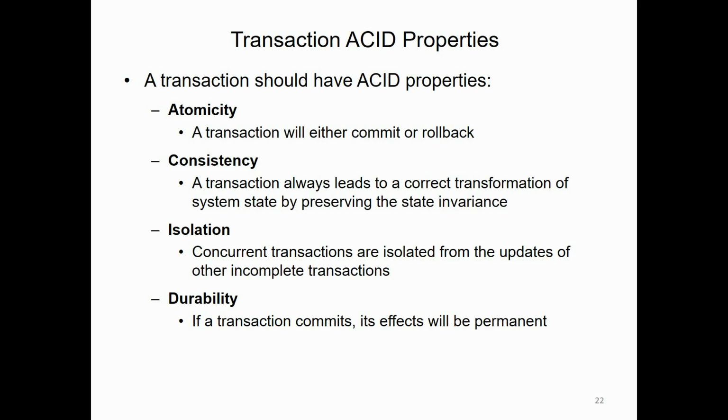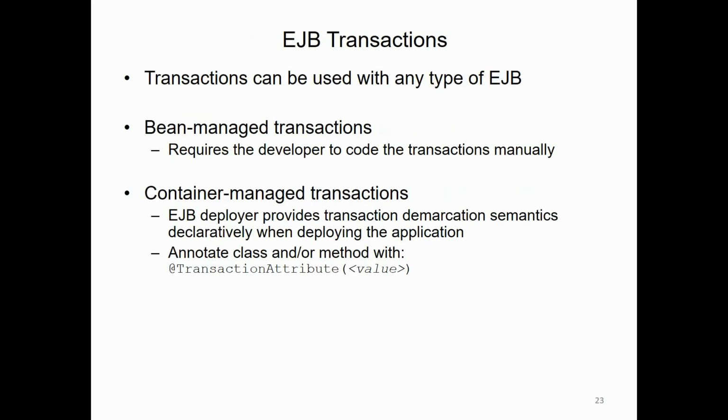Isolation means that concurrent transactions must be isolated from the updates of other incomplete transactions. So when a transaction begins and we're mid-processing, no other transaction can see what's going on in terms of state until that transaction has completed or rolled back. And when a transaction commits, then its effects will be permanent, at least until the next transaction comes in and makes a change of state. We can use transactions with any of the EJBs. When we're dealing with bean managed transactions, then we, the developer, have to write all the code that manually handles the transactions.